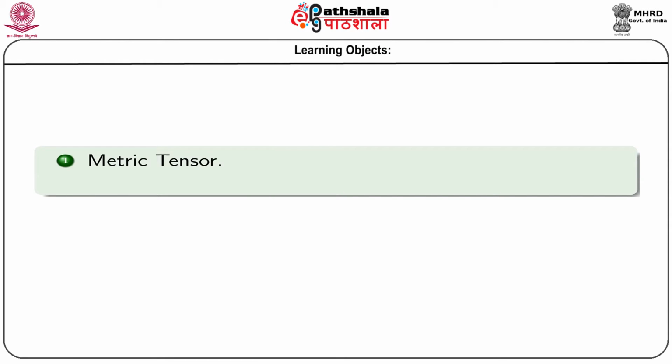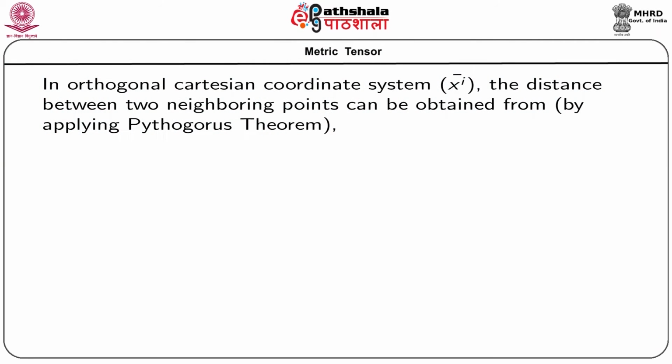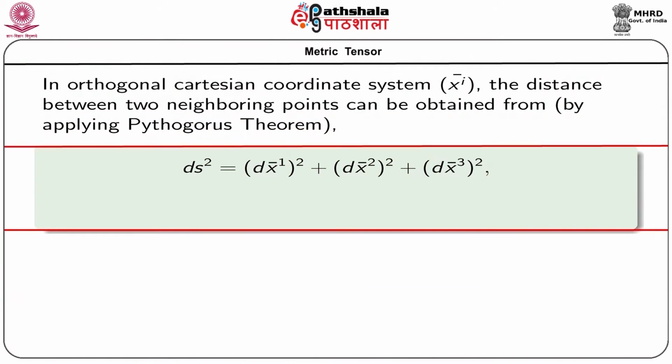So, in chapter 3, the Riemannian space, in module 1, we learn about the metric tensor first, then associated tensors. Now, in orthogonal Cartesian coordinate system, if I denote this one by x bar i, the distance between two neighboring points can be obtained by using Pythagoras theorem. D square equals to d x bar 1 square plus d x bar 2 square plus d x bar 3 square, which can be written in index notation as d x bar i into d x bar i, where i is running from 1 to 3.